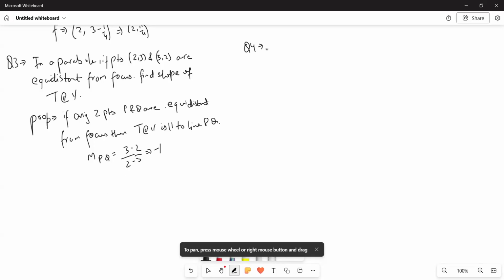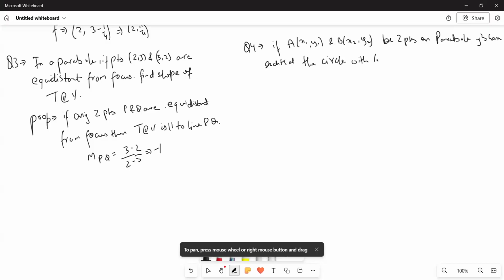That's the next. Question number 4. If a point A (x1, y1) and B (x2, y2) be two points on the parabola y square equal to 4ax, such that the circle with AB as the diameter touches the parabola, then find the value of mod of y2 minus y1.